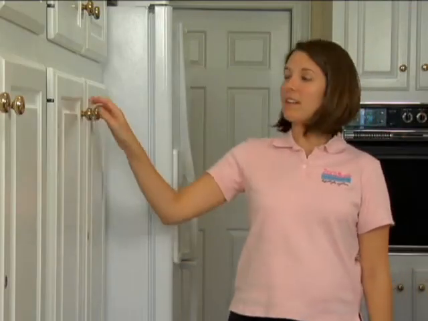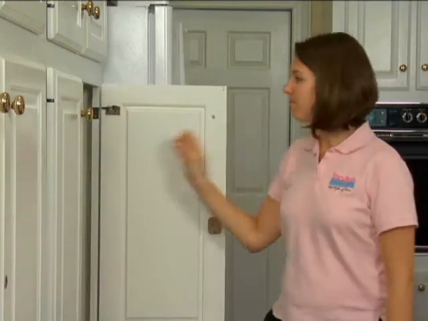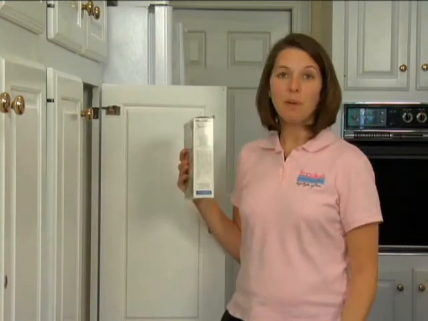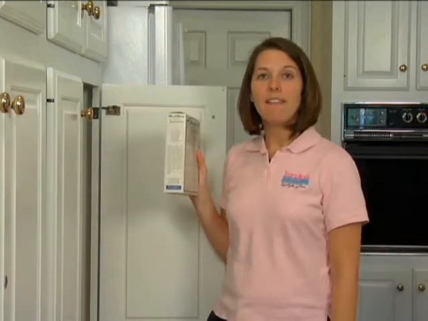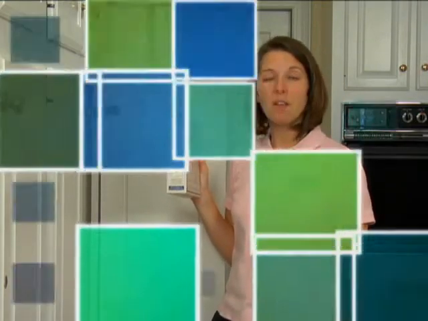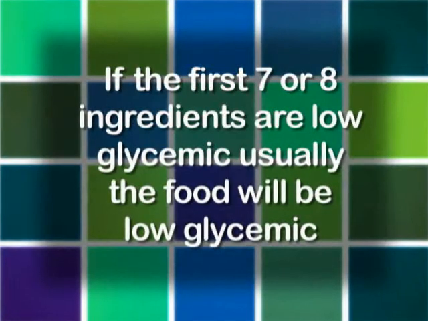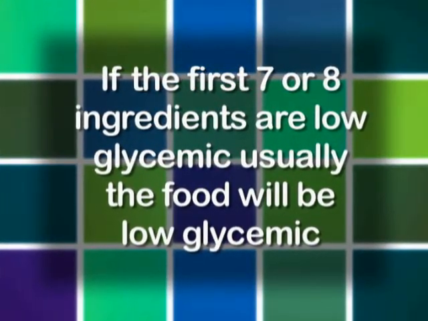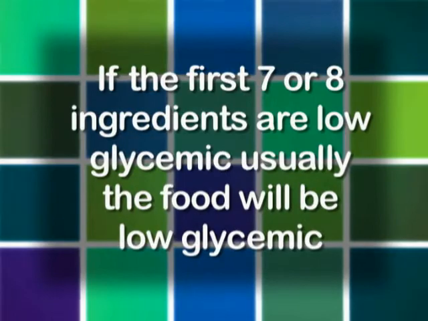The fourth area we're going to discuss is the ingredients section. Now, it's important, if you don't know if a food is low glycemic or not, that you concentrate on the ingredients. The first 7 or 8 ingredients of the food, if they are low glycemic, usually means that the food you're going to consume is also low glycemic.